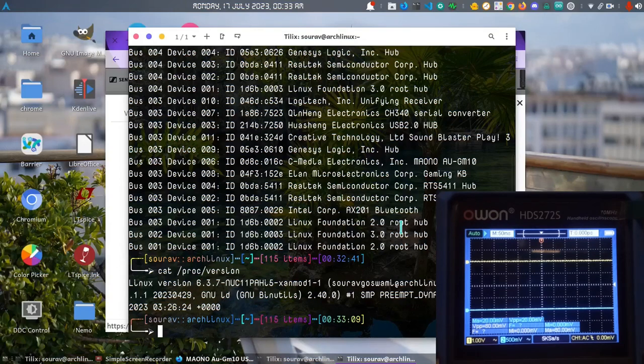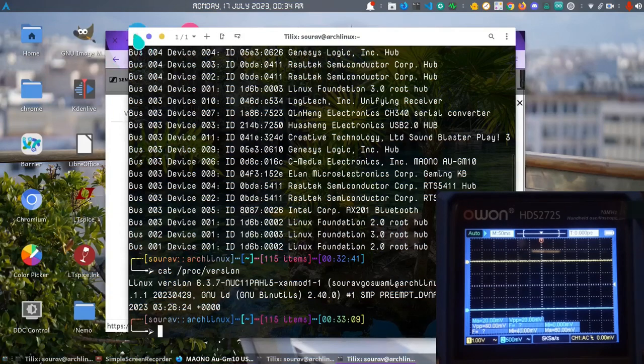By the way, let me introduce again that the blue line is for the Soundblaster and the yellow line is from the Maono AU-GM-10. Whenever you see some output in the yellow line, you have to assume that it is from Maono, and I'm going to say that it is Maono. For the blue line, I'm going to say that it is Creative Soundblaster Play 3, or sometimes Creative, or Soundblaster, or Play 3, it doesn't matter. So this is the Soundblaster and this is the Maono AU-GM-10.